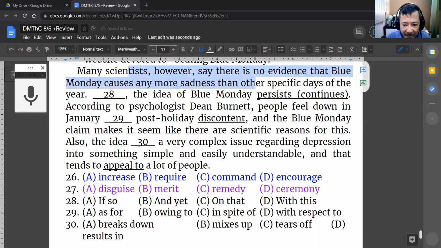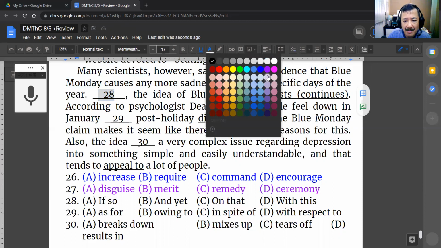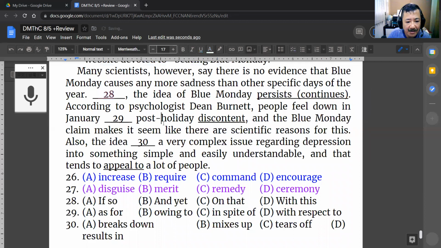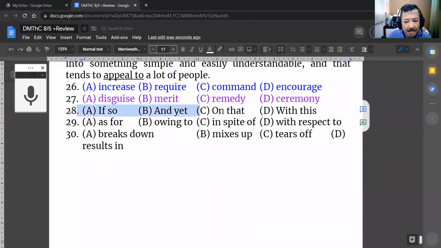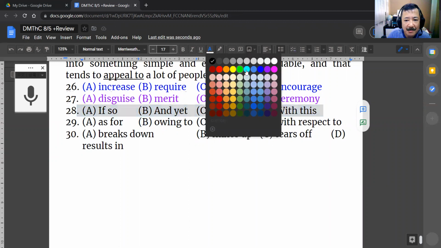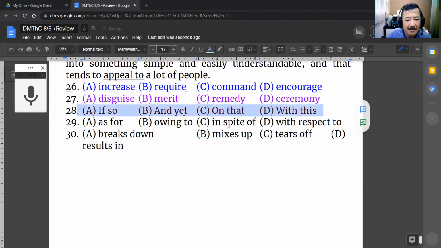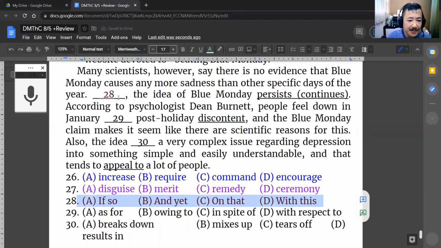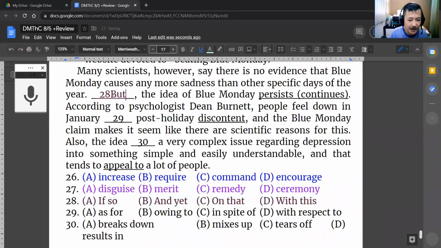So, there's no scientific evidence for Blue Monday, 但是 the idea of Blue Monday persists. It must be continues. So 虽然 there's no evidence, 但是 it persists, right? So here, 28, I need some word that means 但是, right? Yes. Okay. Which one do you think means 但是? Oh, right. Right. It means but. I'll just write it, but. I was afraid it was the answer, so I didn't write it down. Okay.